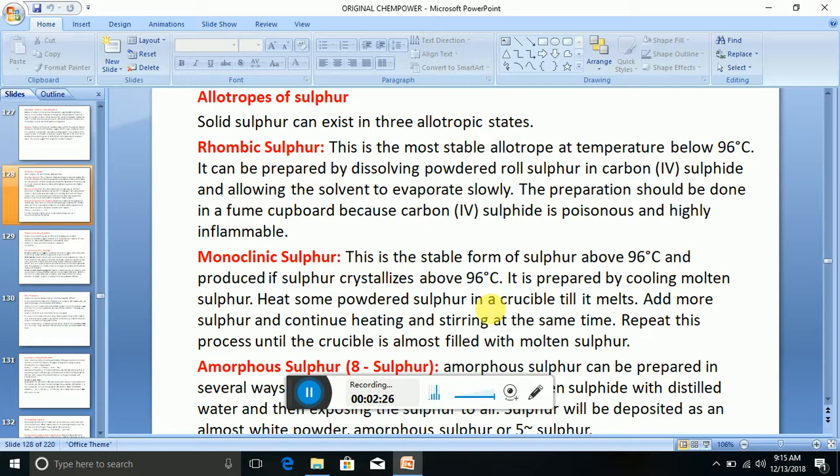Heat some powdered sulfur in a crucible till it melts. Add more sulfur and continue heating and stirring at the same time. Repeat this process until the crucible is almost filled with molten sulfur.